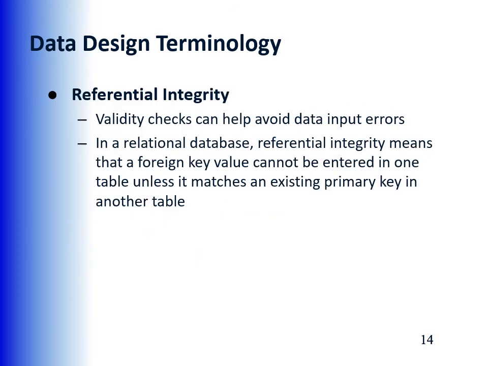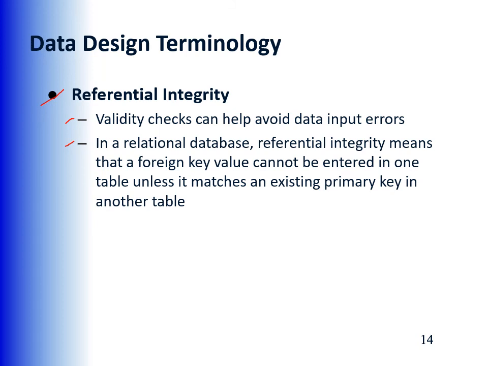Referential integrity is a type of validity check which can help avoid data input errors. A validity check is a set of rules that avoids data inconsistency and quality problems. In a relational database, referential integrity means that a foreign key value cannot be entered in one table unless it matches an existing primary key in another table. For example, referential integrity would prevent you from entering a customer order in an order table unless that customer already exists in the customer table, right? So I think that's all about the validity check, and this slide should be the end of this video.